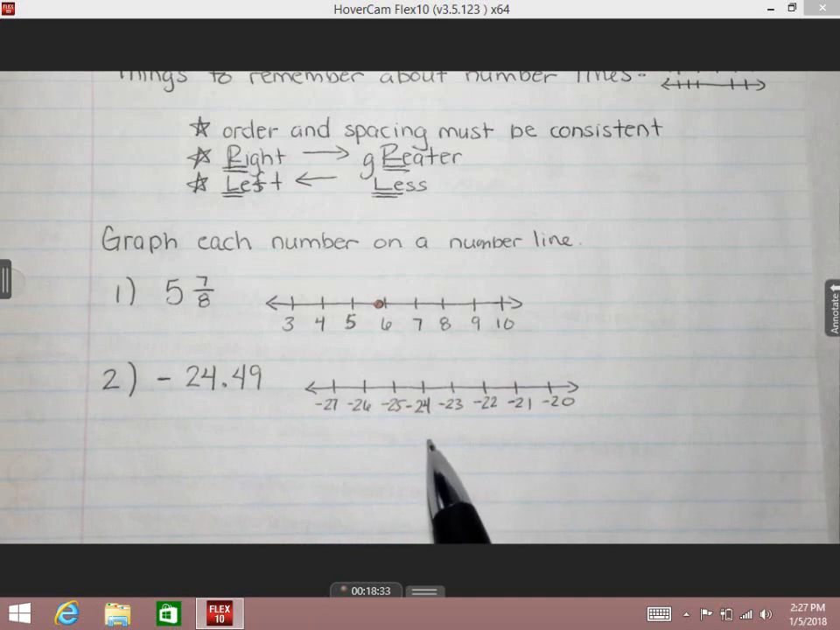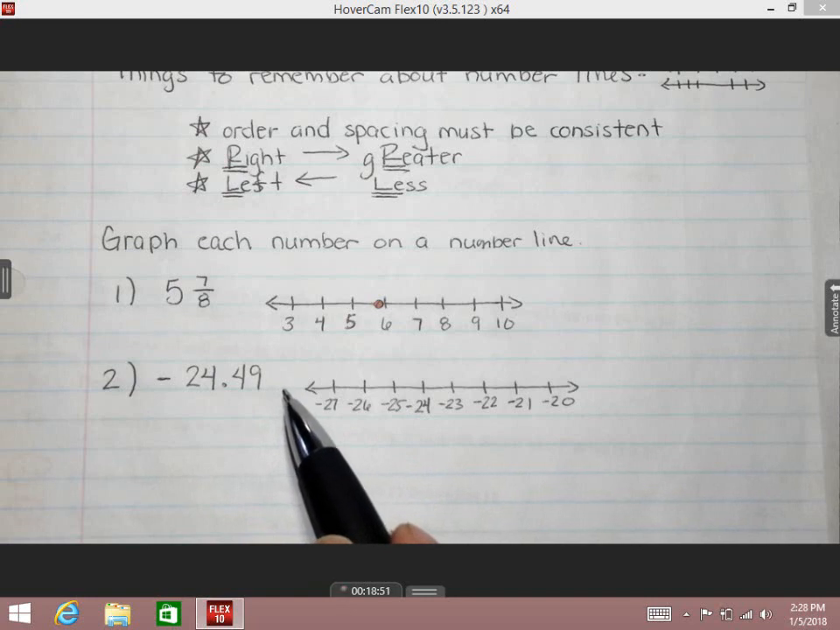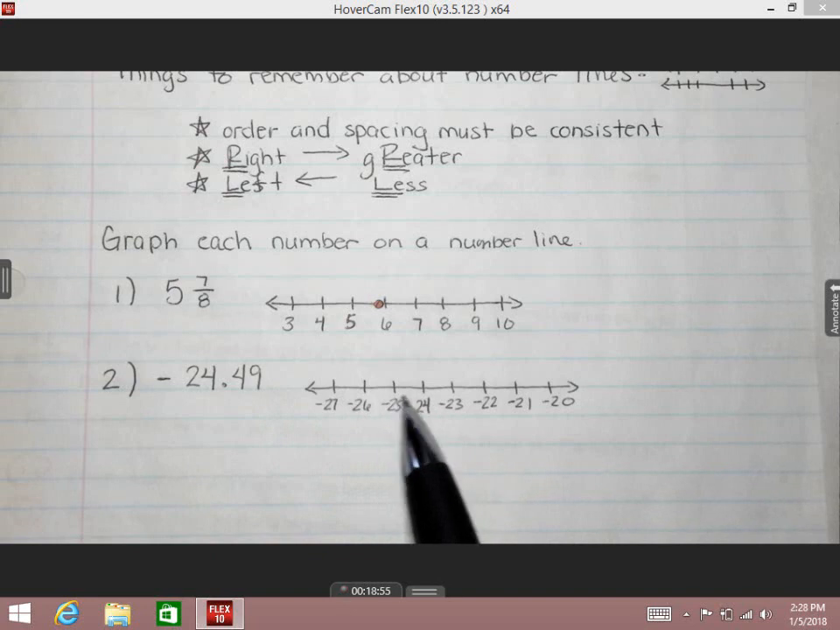Negative 24.49. Closer to 24 or closer to 25? Sadie? It's actually about halfway. Yes! Excellent observation. She said it's actually pretty much in the center. Isn't 24.49 pretty darn close to 24.5? Yeah, it's basically in the same location, especially since we don't have a lot of space here.